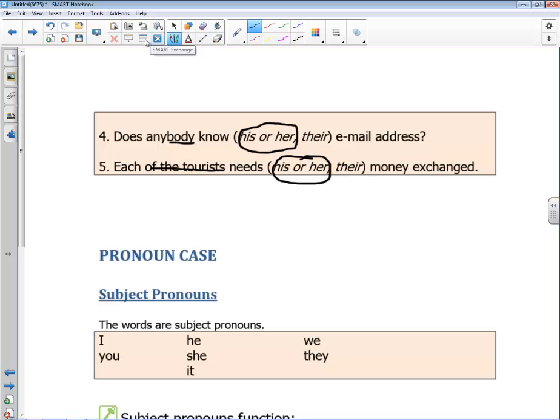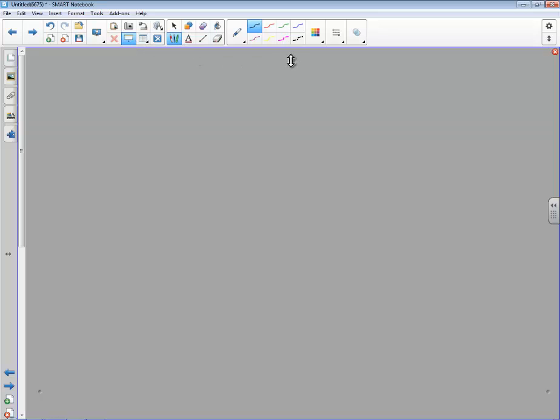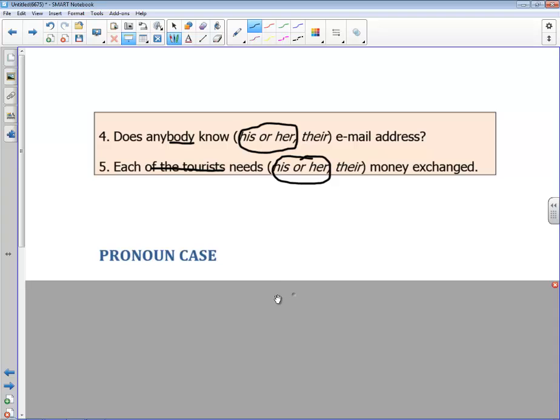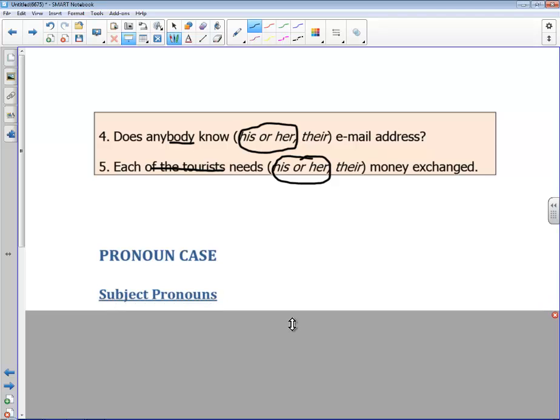Okay, I hope these exercises have helped to give you some practice on indefinite pronouns. We're going to move on to another principle of pronouns, and this is the principle of pronoun case. There are three pronoun cases in the English language, and we're going to look at each one of those.